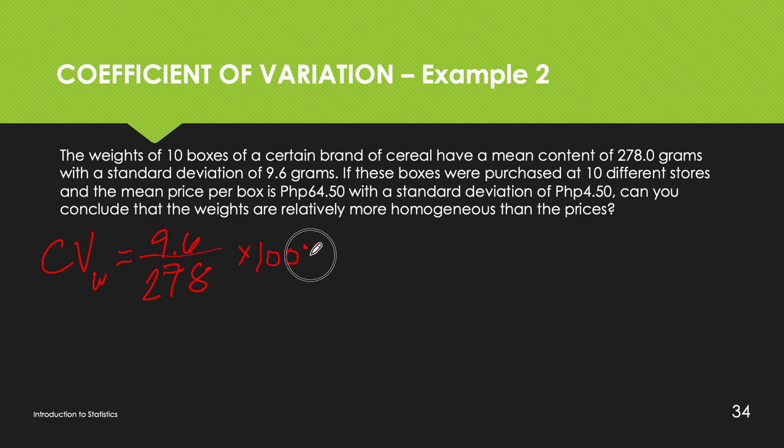So maybe we can get the answers directly now since we'll be rounding it off to the nearest integer. So what we have is 9.6 divided by 278 times 100. It's going to give us 3.45, which will eventually give us 3 if we want to put it in the nearest integer. So that's going to give us 3%.